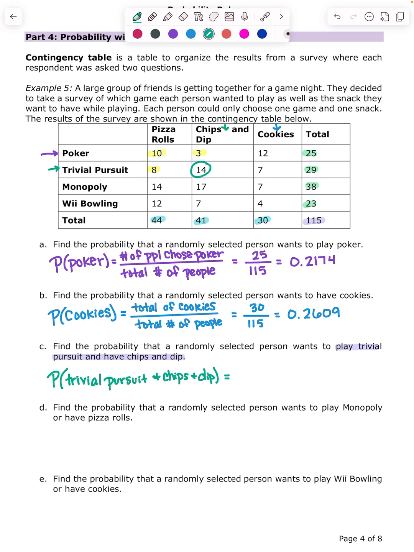And I can see that there are 14 people that chose both of those items out of the 115 total people. And that is a probability of 0.1217.